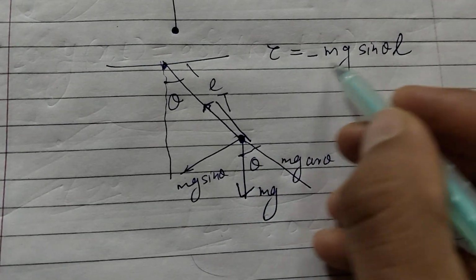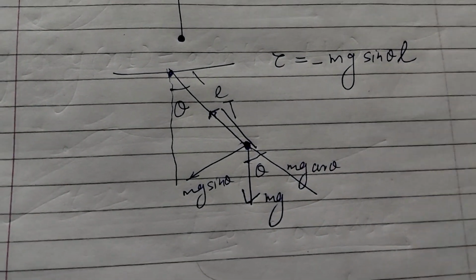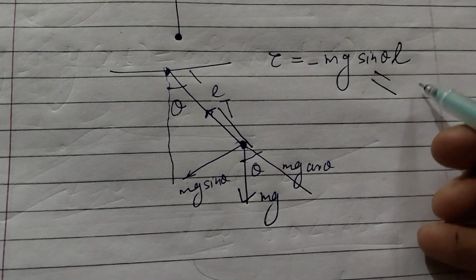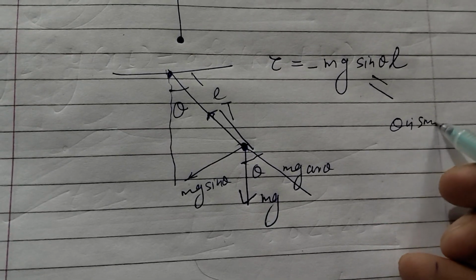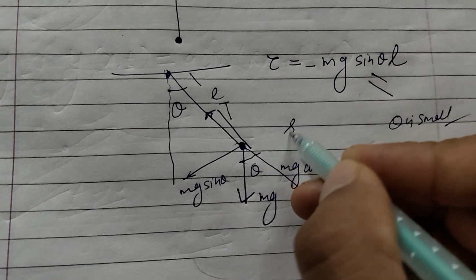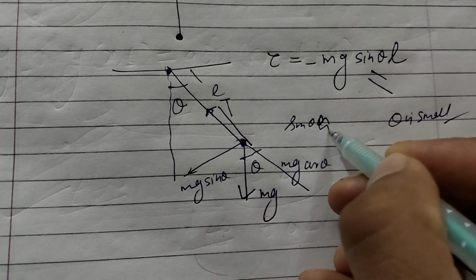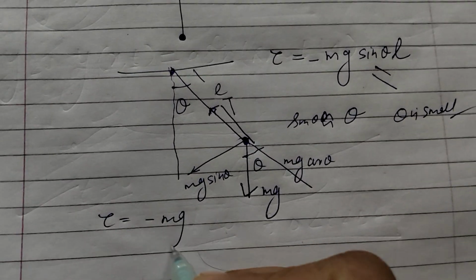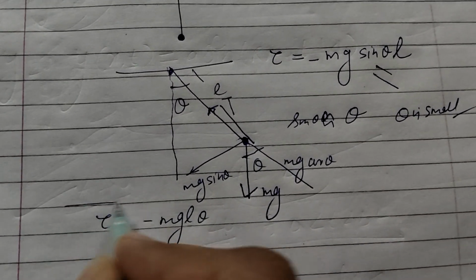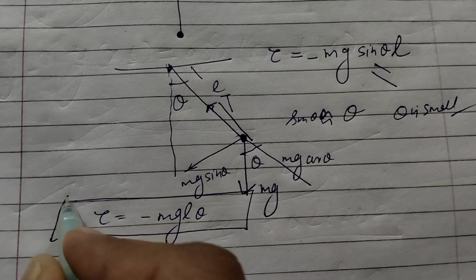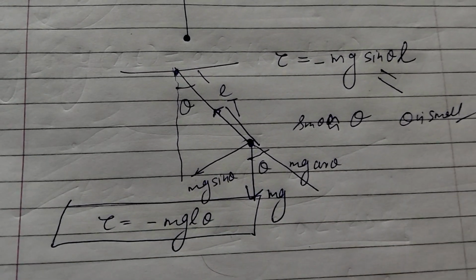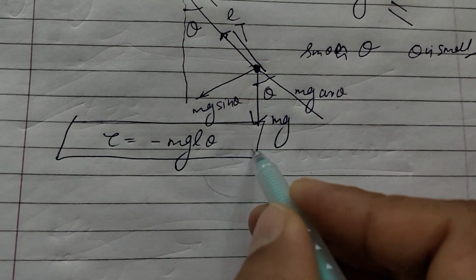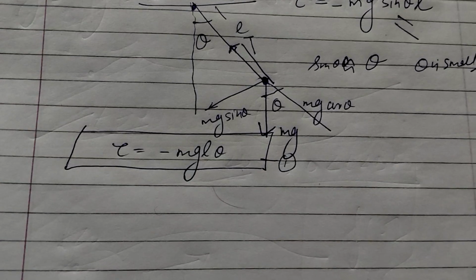But as we know, for a restoring force, to perform SHM, the torque must be proportional to theta. So if theta is small, then sin theta is approximately equal to theta. So the expression can be written as tau equals minus mgL into theta, for a range of angles up to about 20 degrees, where sin theta and theta give approximately the same answers in radians. So tau is minus mgL theta. This is the expression for the restoring torque.